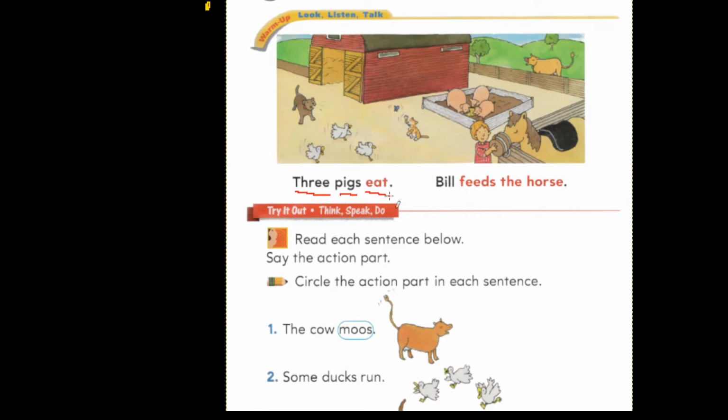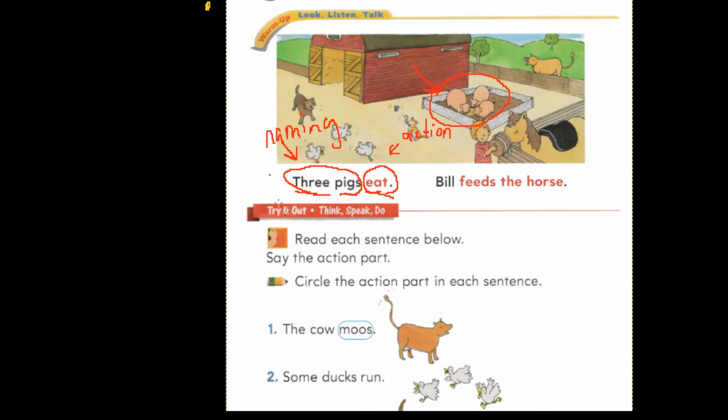3 pigs eat. And if we look right here, 3 pigs. We can tell this is our naming part, what the sentence is about. It's about 3 pigs. So this is our naming part. And what are the 3 pigs doing? Well, they're eating. 3 pigs eat. See right there. So this is our action part or predicate.